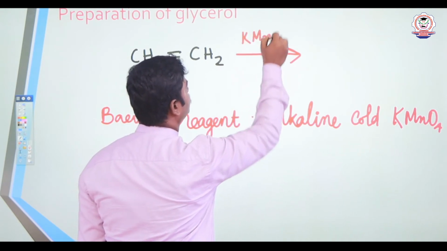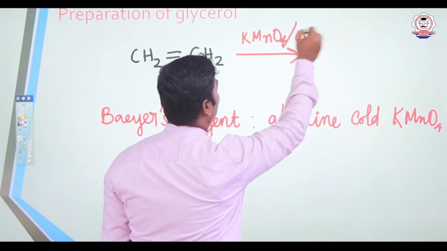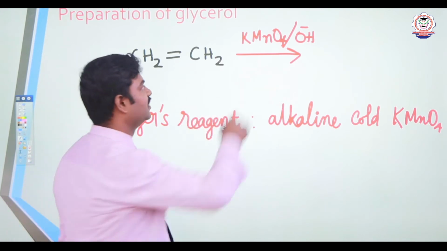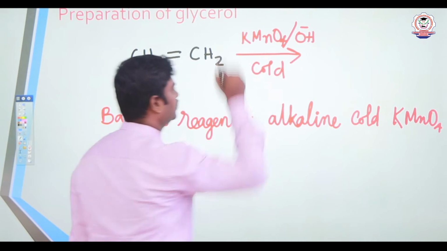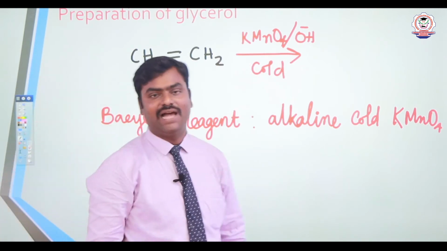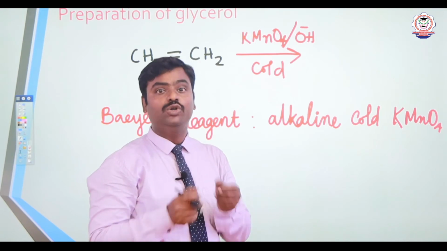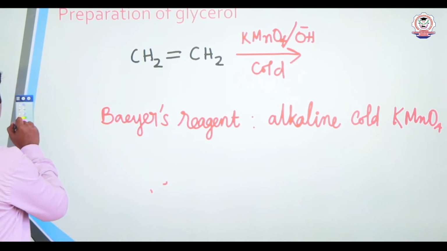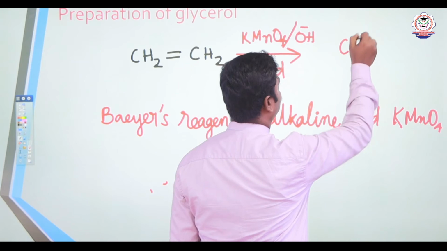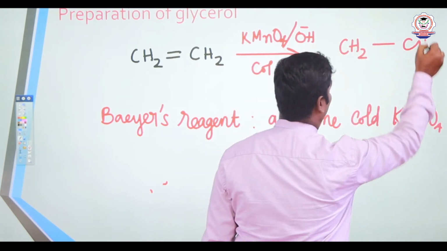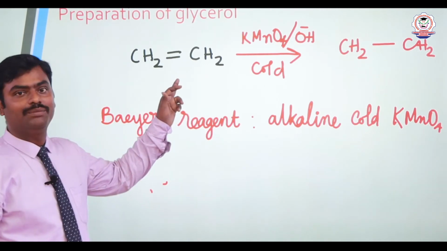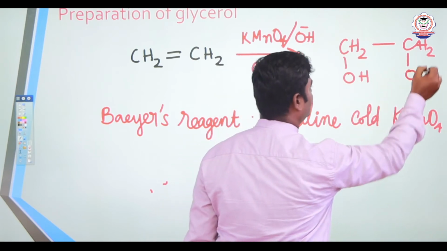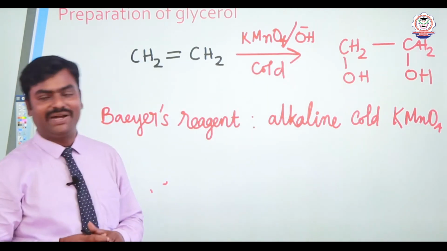So, alkaline cold KMnO4 should be used here. It can alternatively be written as KMnO4 with OH minus, which refers to alkaline KMnO4, and it must be cold. What happens with the alkene when you use alkaline KMnO4? It introduces two OH groups on the carbons of the double bond. So, the product is very simple, CH2OH single bond CH2OH. Why? One double bond is broken, and on each carbon we add OH. That's it. In this way we can prepare a diol.